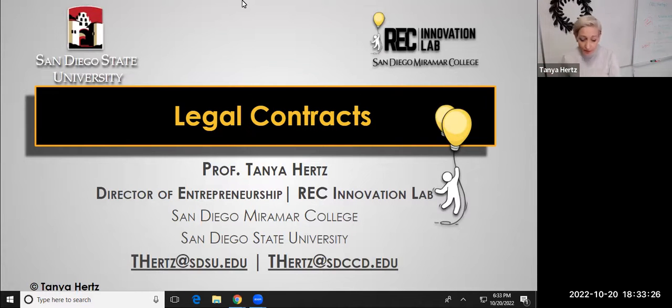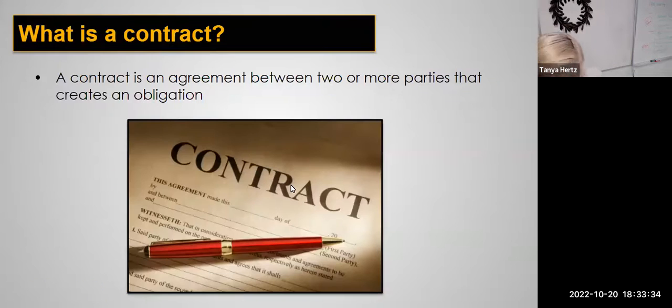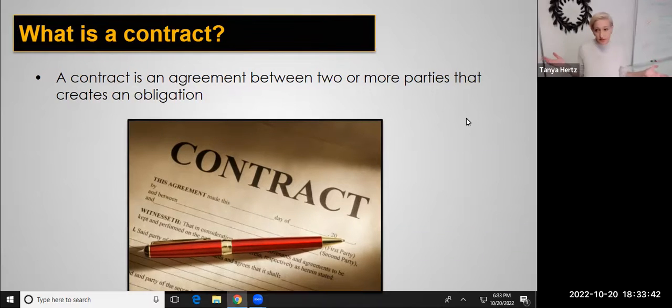Hi, everyone. Welcome back. We're going to talk briefly about legal contracts and show you the basics of what you need to know when you are considering legal contracts. There are a few terms that we want to make sure that you understand, and some simple definitions. Start with the definition of a contract.